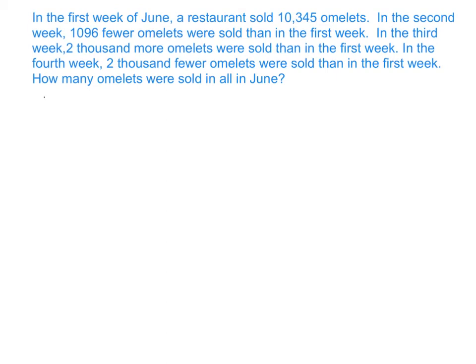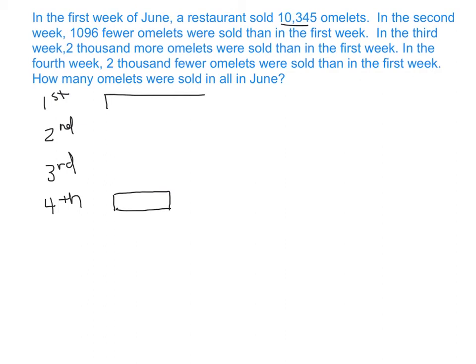Okay, I'm going to draw in my first week, the second week, the third week, and the fourth week. And as I look at this, it sounds like the fourth week is going to have the least amount sold. So I will start it with the box. Then I go back and do phrase by phrase. The first week sold 10,345. So I will put that in the drawing. 10,345.